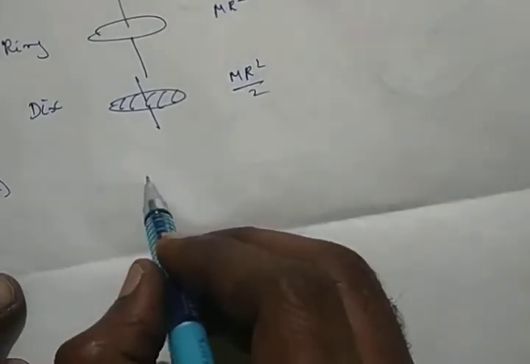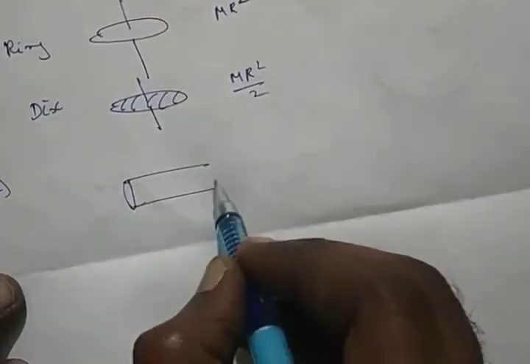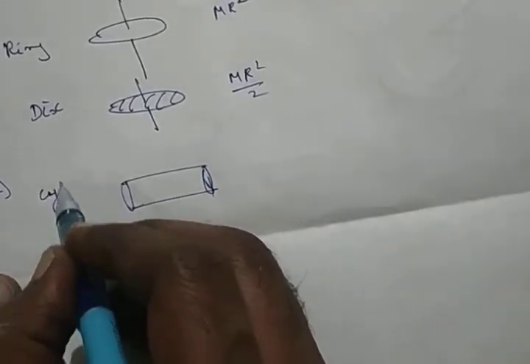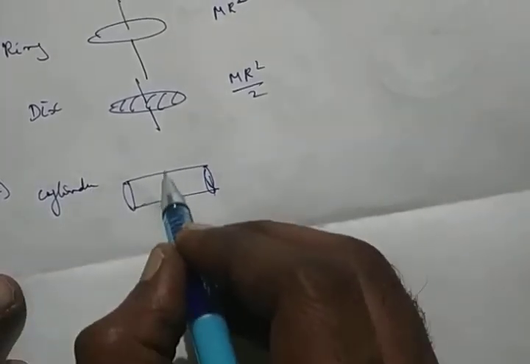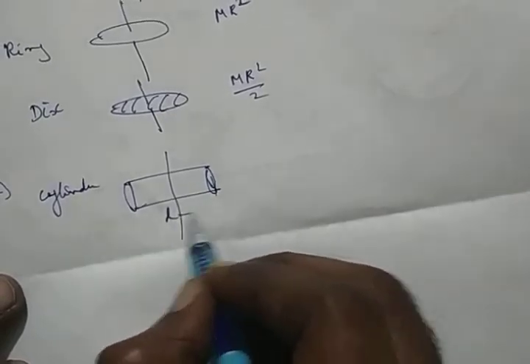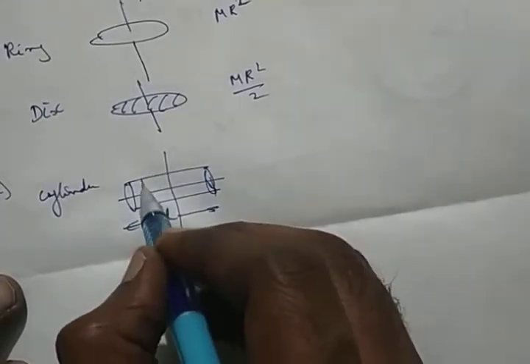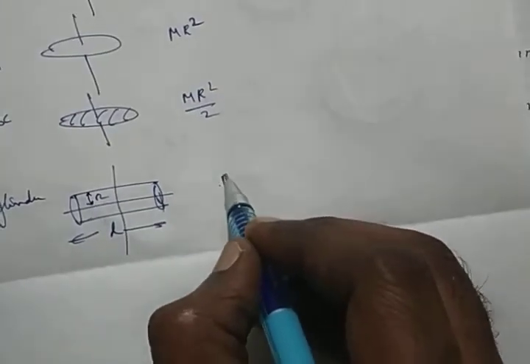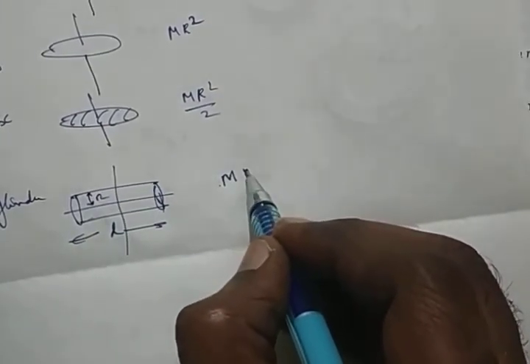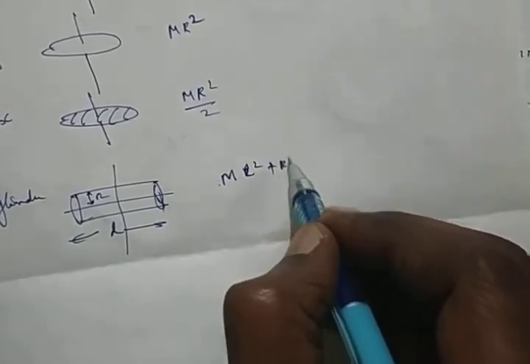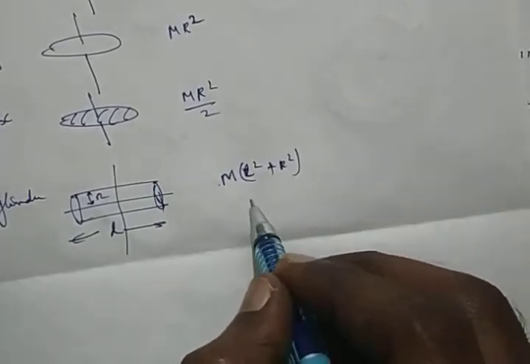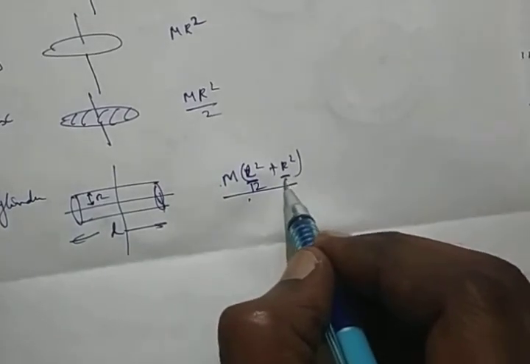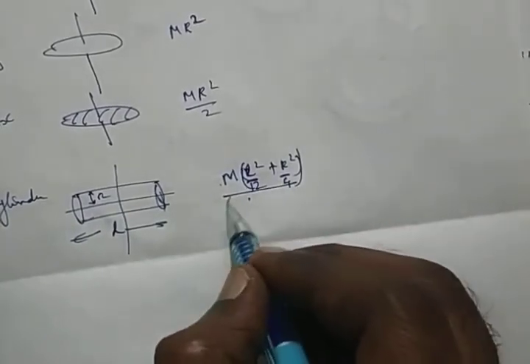And then E part is going to be, if it is a cylinder, how will it be? With the length here and radius here, it's going to be equal to m times (L square by 12 plus R square by 4). Okay.